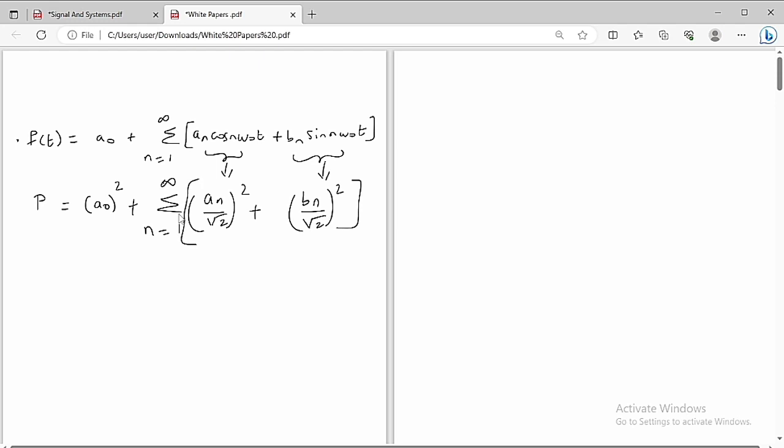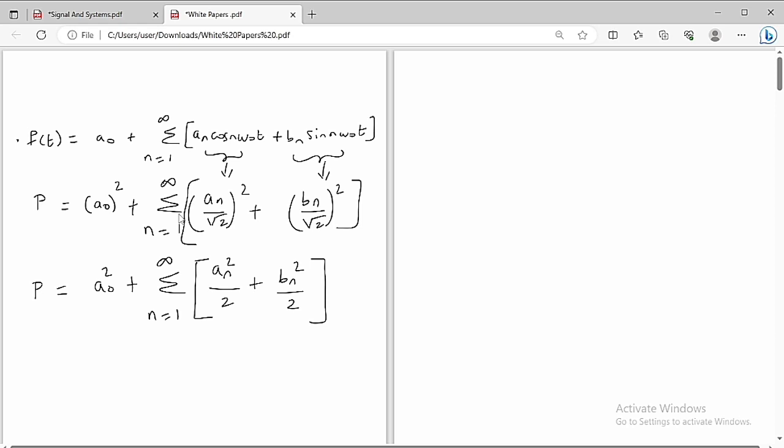If you simplify, the total power present in the signal is a naught square plus sigma n is equal to 1 to infinity a n square by 2 plus b n square by 2. This formula you always have to keep in your mind. Therefore, the amount of power present in the signal f(t) is equal to a naught square plus sigma n is equal to 1 to infinity a n square by 2 plus b n square by 2.